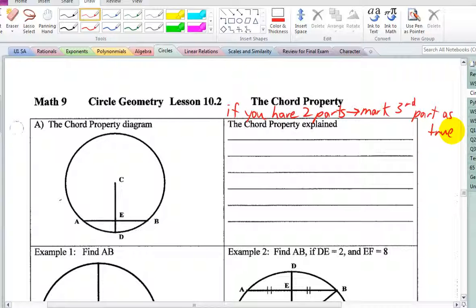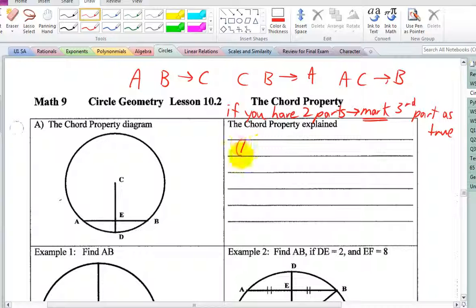So what we're kind of saying is if you have A and B, then you know C exists. Or if you have C and B, then you know A exists. Or if you have A and C, then you know that B exists. So any 2 parts, then the 3rd part you need to mark on your diagram. That's what I mean by mark. I mean write it on your diagram.